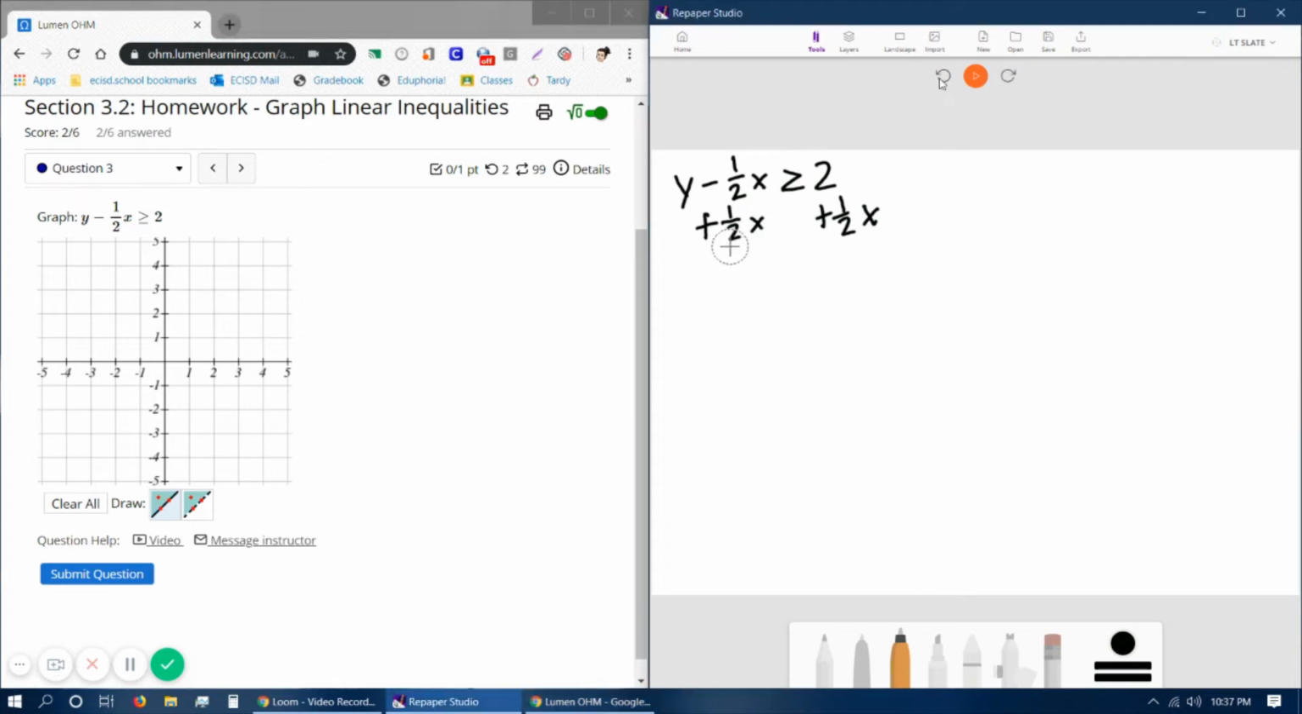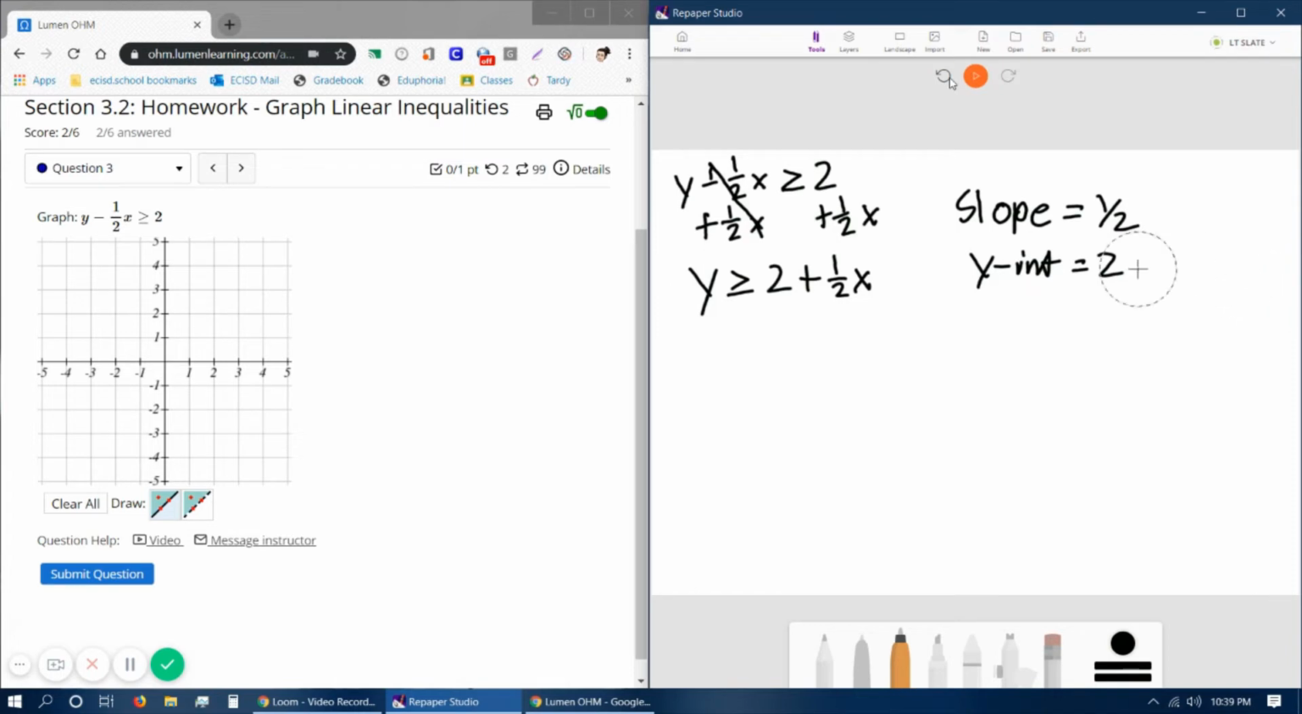Now these terms on the left will cancel out. And since there's nothing on the right with an x, I'll just add it to the end of the inequality. Y is greater than or equal to 2 plus 1/2 x. Now I have the inequality in y equals format, and I can graph it the same way I did on question 2. The number in front of x is 1/2, so that's my slope. The number by itself is 2, so that's my y-intercept.